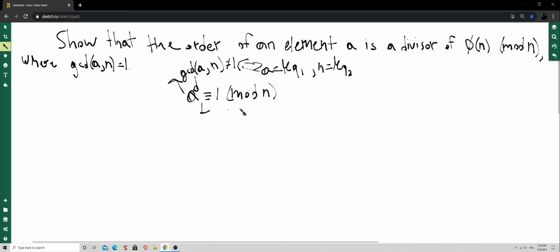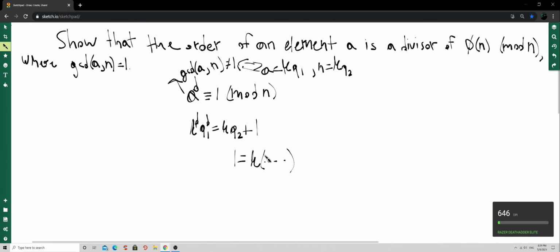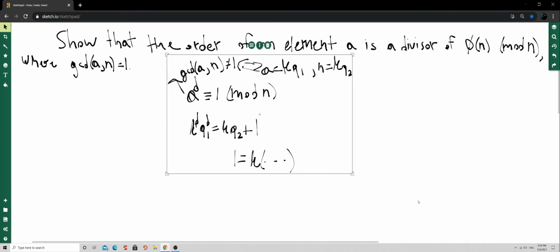Now we'll write this as an equation. So we have that k to the d, q sub 1 to the d is equal to k times q2 plus 1. And that implies that 1 is equal to k times some other stuff. But the key thing here is that 1 is a multiple of k according to this equation, which is not true because we're dealing with integers, right? So the only possibility for k would be 1, but we assumed that k is greater than 1, so we reached our desired contradiction. Thus, the GCD of a and n is exactly 1.